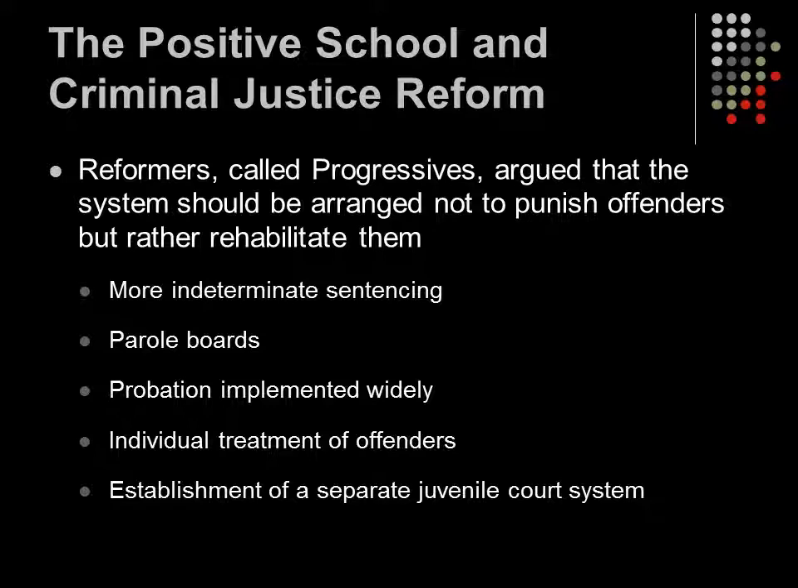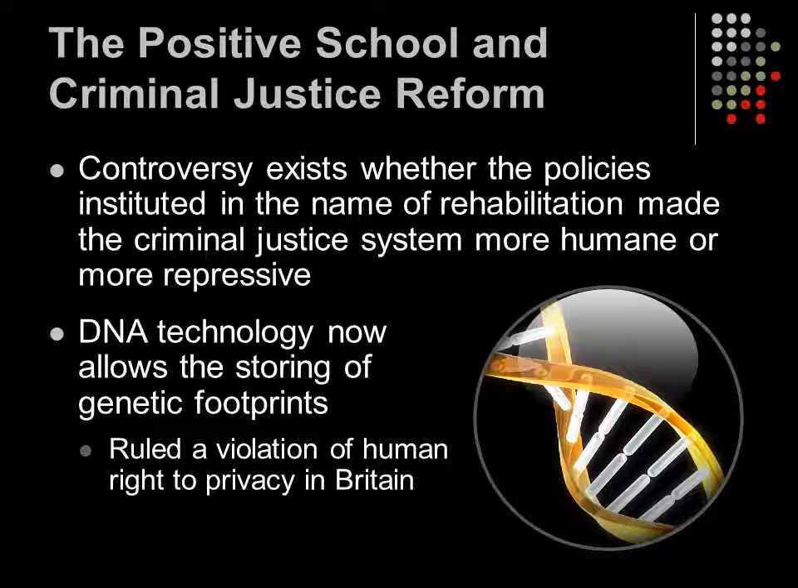We started developing treatment programs for individual offenders, and you still see that today. And during the early 1800s is also when we saw the establishment of a juvenile court system, so that children were treated differently from adults. And the juvenile system is almost entirely rehabilitative in its approach to dealing with juvenile offenders. Just like with anything else, there is debate as to whether this move to a rehabilitative system made the system more or less humane, because certainly there are some things that probably improved, but as I mentioned earlier, there are also potentials for things to get worse when you adopt this rehabilitative philosophy.